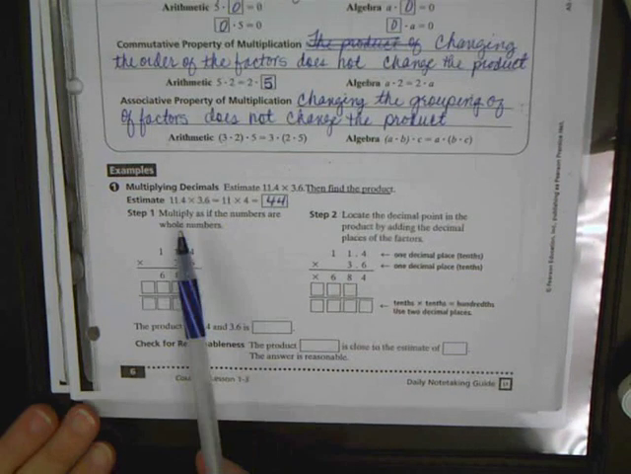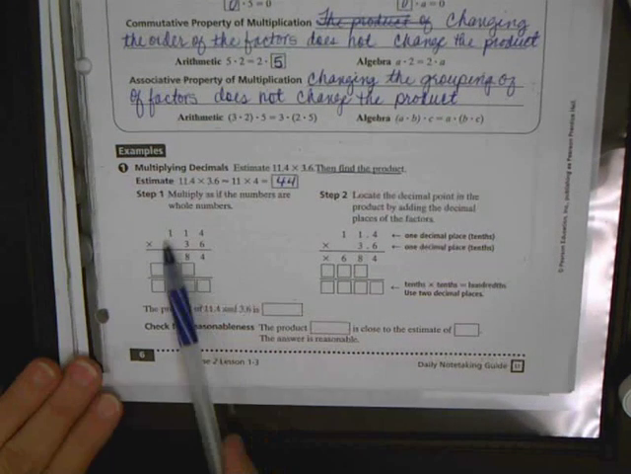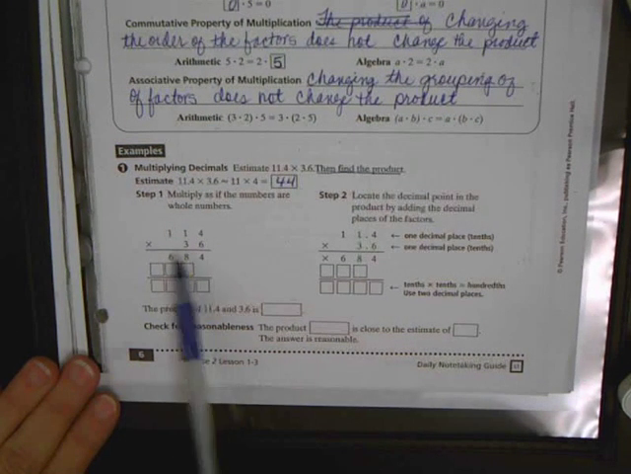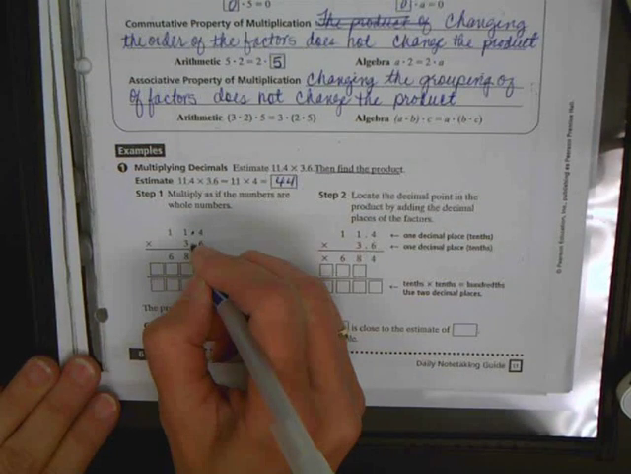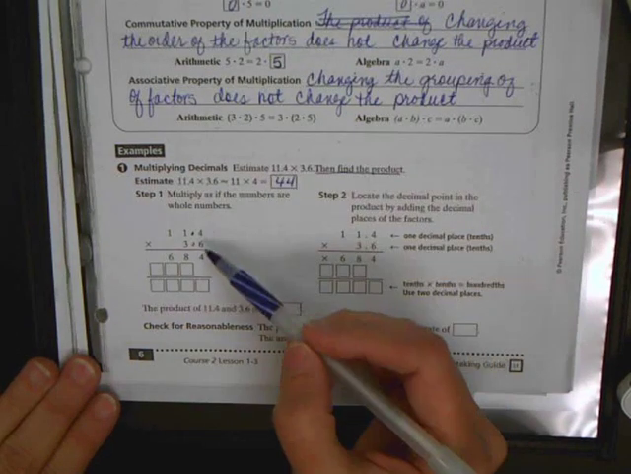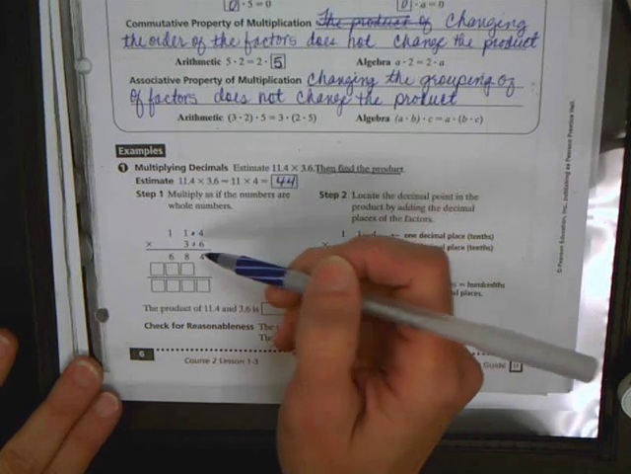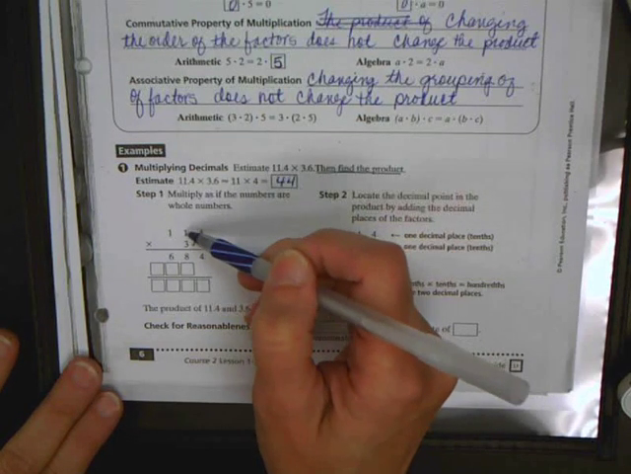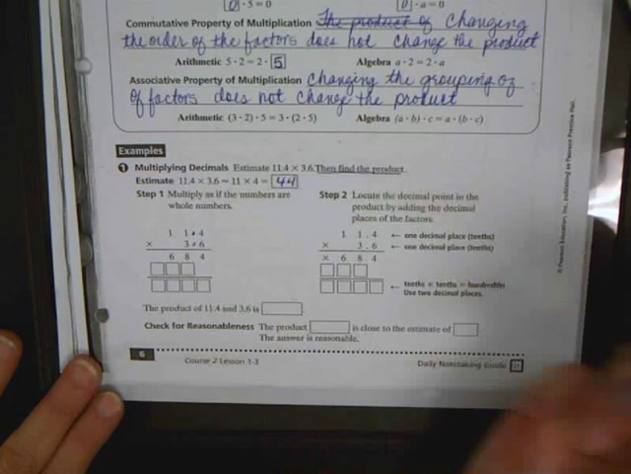Okay, so we multiply as if the numbers are whole numbers. So you line them up. I actually usually keep my decimal points in here just so I don't forget about them, but you don't have to line up the decimal points. All right, so I'm going to multiply. 6 times 4 is 24, carry a 2. 6 times 1 is 6 plus 2 is 8, nothing to carry. 6 times 1 is 6.